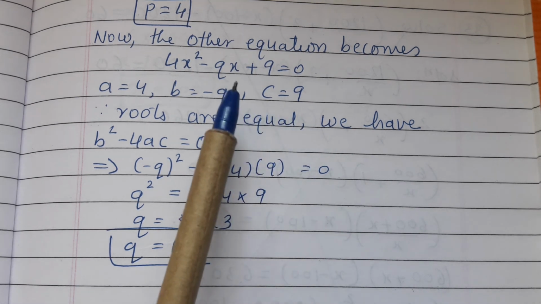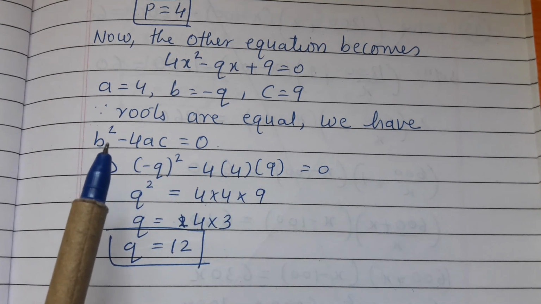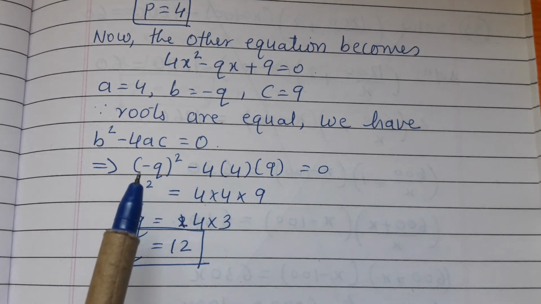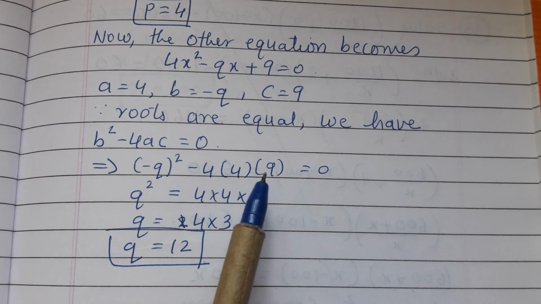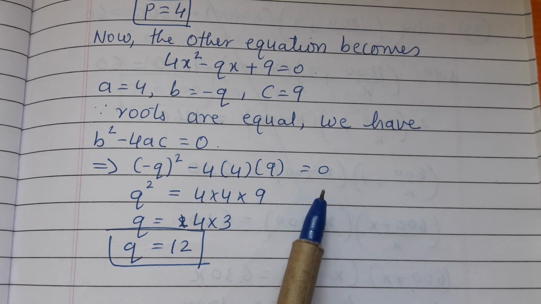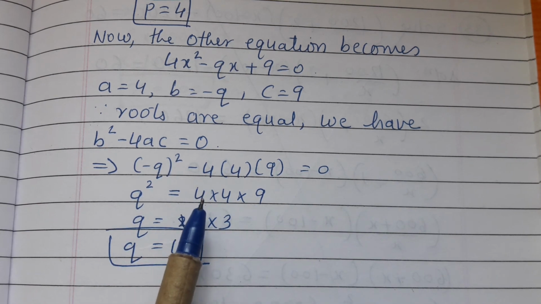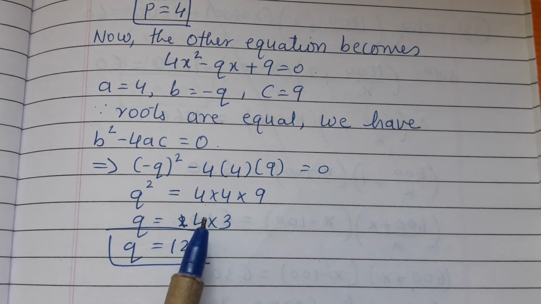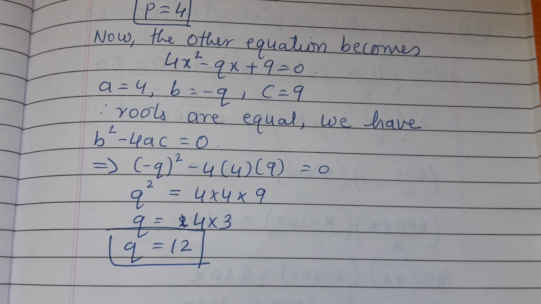In the second equation, it is told that the roots are equal. That means b square minus 4ac is equal to 0. That is minus q whole square minus 4 into 4 into 9 is equal to 0. That is q square is equal to 4 into 4 into 9. So q will be 4 into 3, that is 12. So the value of p is 4, the value of q is 12.